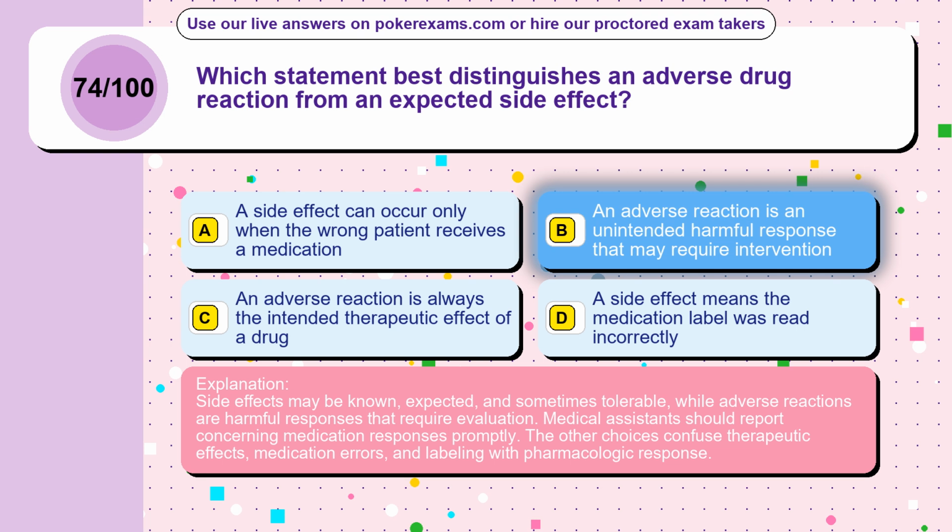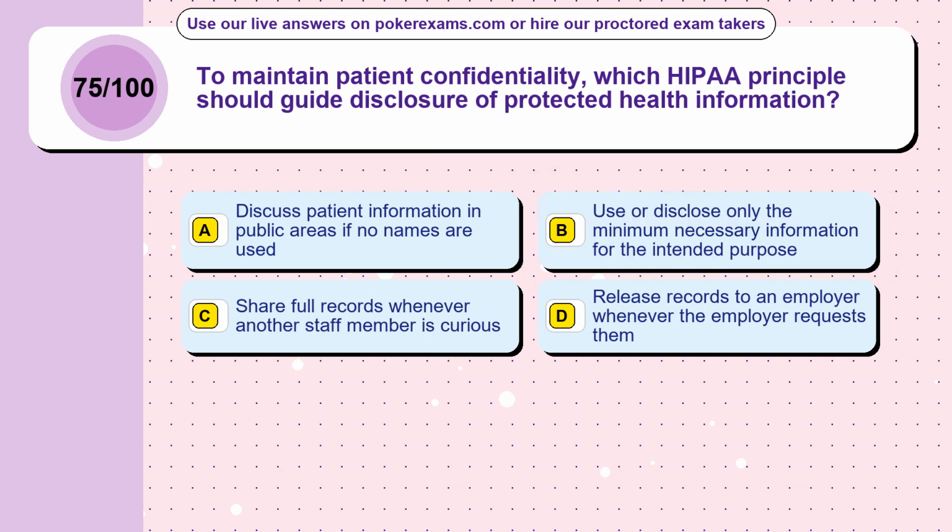Medical assistants should report concerning medication responses promptly. The other choices confuse therapeutic effects, medication errors, and labeling with pharmacologic response. Question 75. To maintain patient confidentiality, which HIPAA principle should guide disclosure of protected health information?